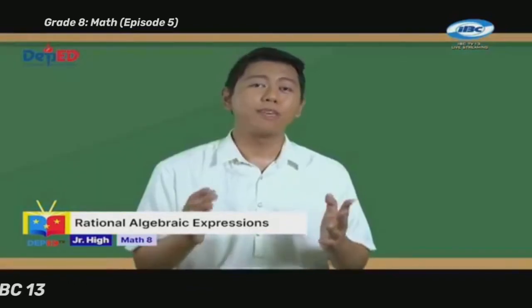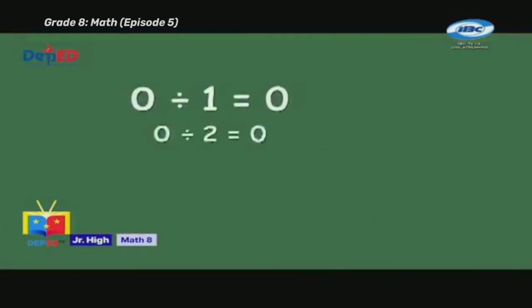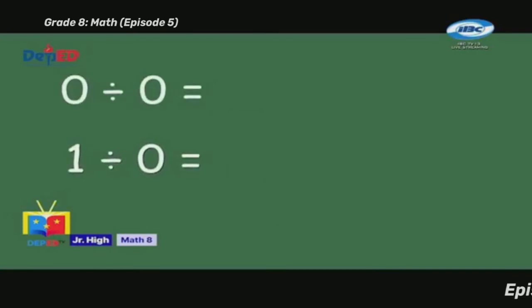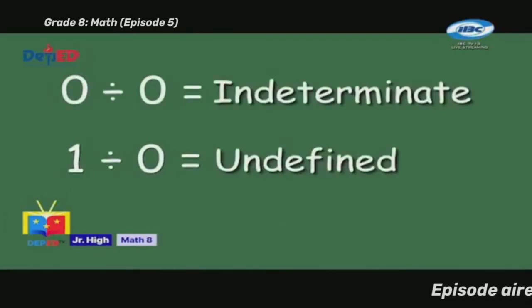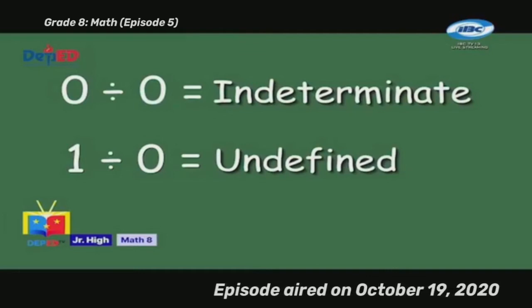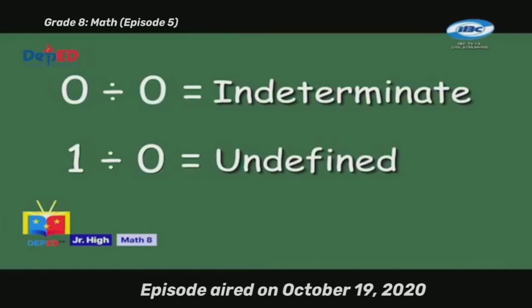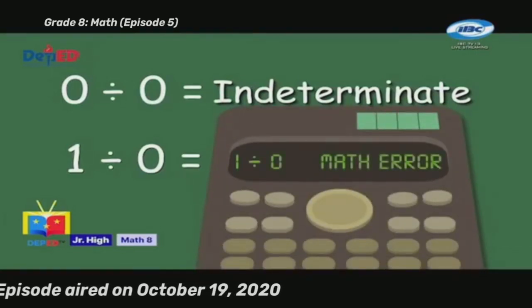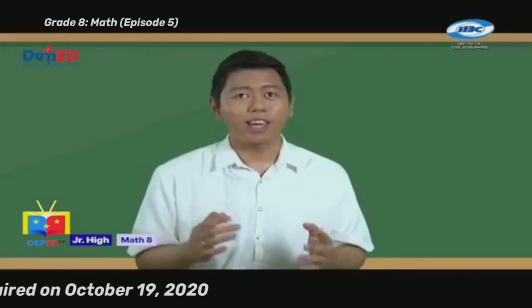Like you have been taught in the past, 0 divided by any non-zero number is also 0. But any number divided by 0 is undefined. But take note, 0 divided by 0 is indeterminate. Try it on your calculator and it will have an error. Do you know why we can't divide by 0?